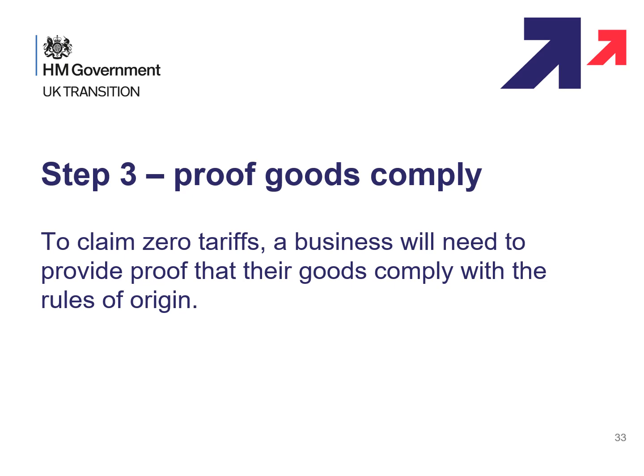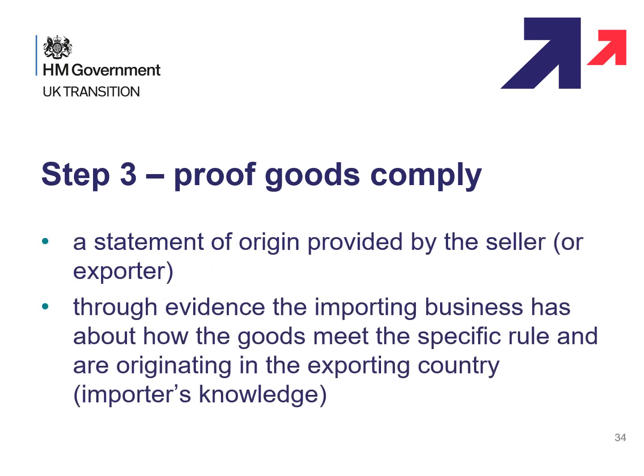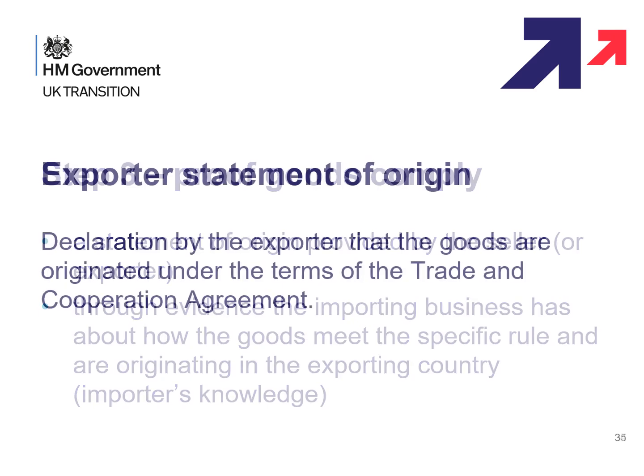And finally, step 3, proof goods comply. To claim zero tariffs, a business will need to provide proof that their goods comply with the rules of origin. This can be through either a statement of origin provided by the seller or exporter, or through evidence the importing business has obtained about how the goods meet the product-specific rule and are originating in the exporting country. This is also known as importer's knowledge.